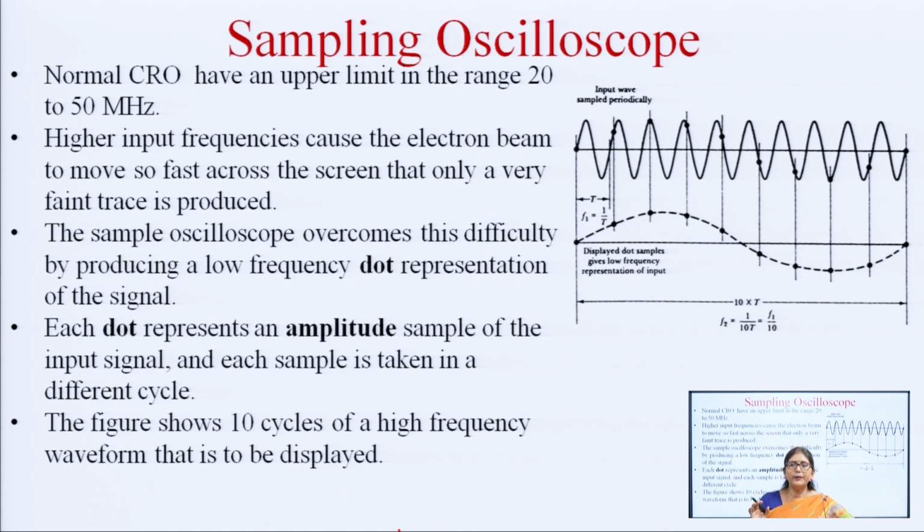So, for this purpose the sampling oscilloscope takes samples. Suppose this is our input waveform and we want to reduce its frequency 10 times using the sampling oscilloscope. It takes one sample from each cycle. Suppose it takes one sample here, then the next sample here, third here, fourth here, fifth here, sixth here. So, for 10 cycles it takes 10 samples, and from those 10 samples it produces one waveform, one cycle. It means the frequency is reduced by 10. Here each dot represents the amplitude of a sample of the input signal, and on the screen we will not see the dotted form, but we will see a continuous waveform.